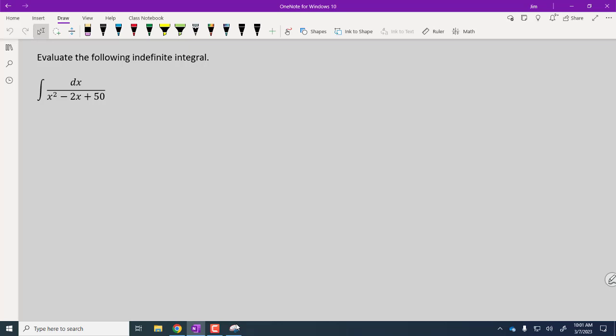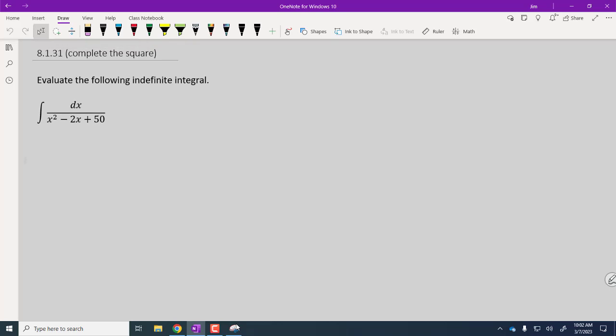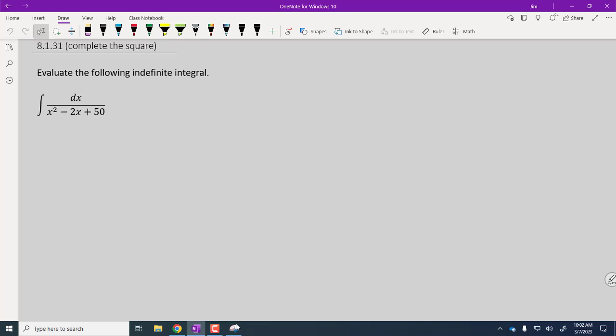Why would we not use PFD for this one? Why would we not use PFD? Because we cannot factor the denominator. So if you have a quadratic in the denominator and you can factor it, then you would go to PFD. If you have a quadratic in the denominator that you can't factor, you complete the square. Right? So that's our triage process. If you can factor, you know that you would go to PFD. We can't factor, so we're going to complete the square here.